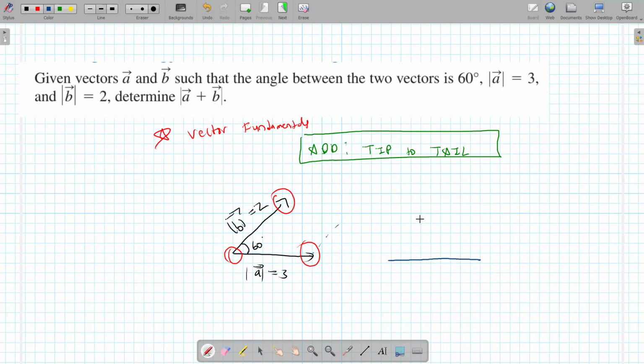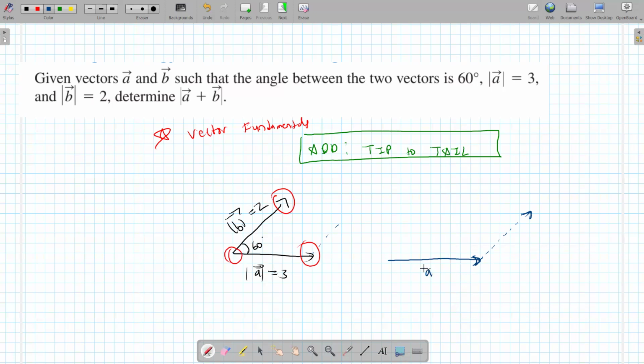So this was our original B. This is going to be our shifted B. It's because A is going this way, and now I've moved B over here. So now the tip of A is touching the tail of B. And that's how it should be when we're trying to add two vectors.